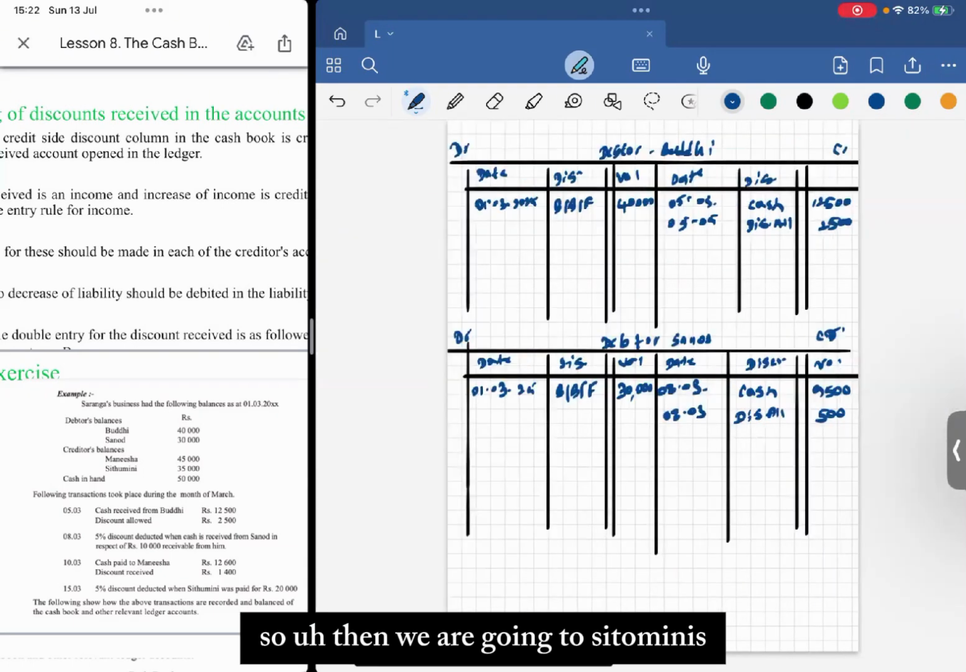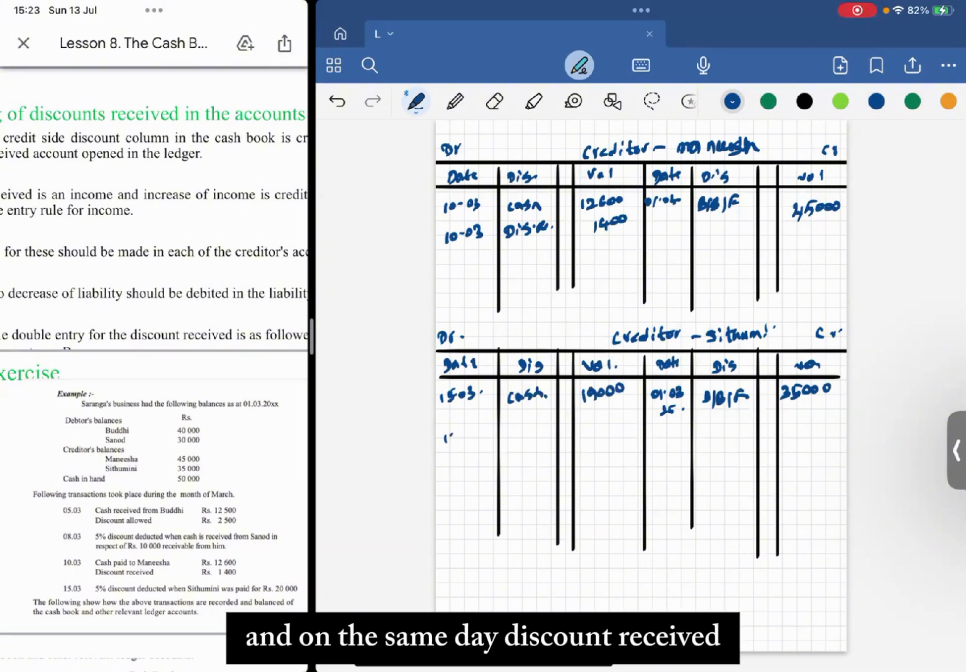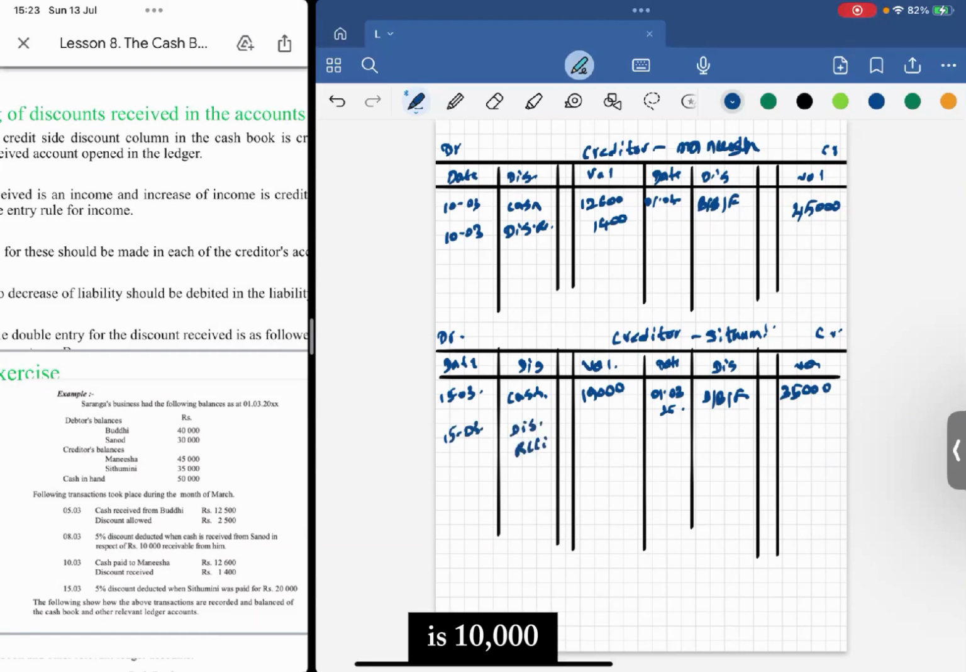Then we go to Situmini's account. Date is 15th March. Description is cash. Amount is 19,000. And on the same day, discount received is 1,000.